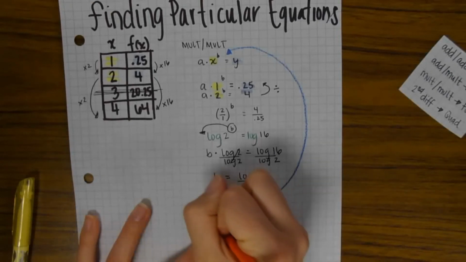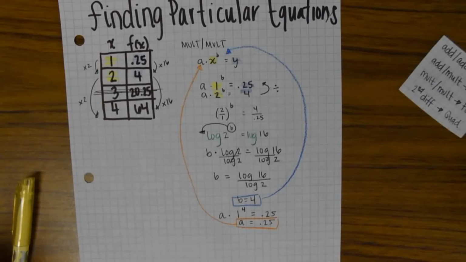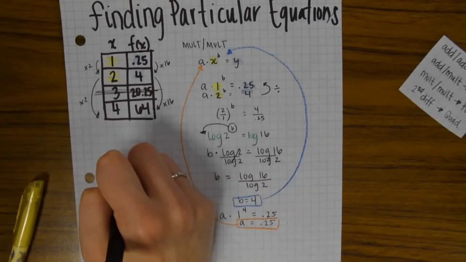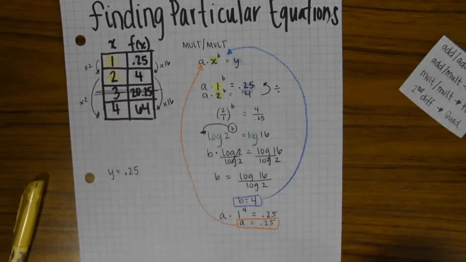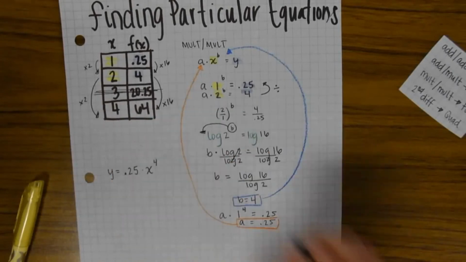We now have all the information that we need to write our equation. Our equation is y equals a, which is 0.25, times x to the power of b, which is 4.